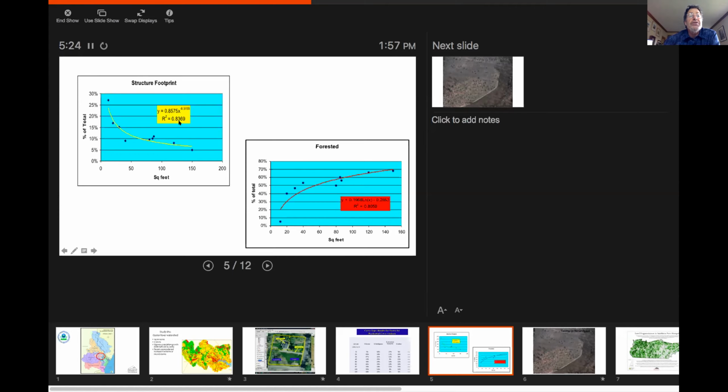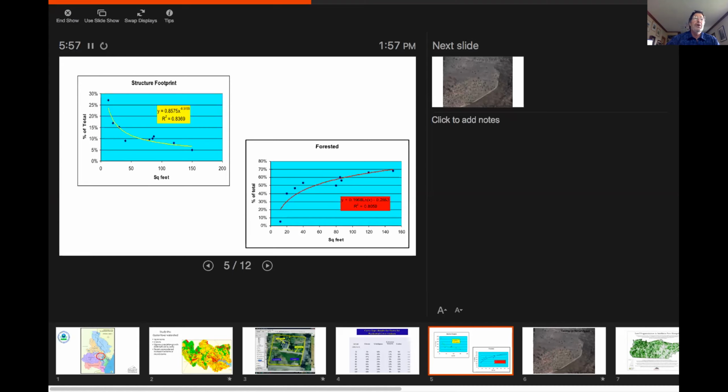R squared means how close the data is correlated with the best fit curve. And anything above 0.80 R squared means you've got a pretty good data set. You basically have something that represents the whole population. If I got an R squared of near 0.50, I would say this is crappy data, or I don't have a large enough sample size.